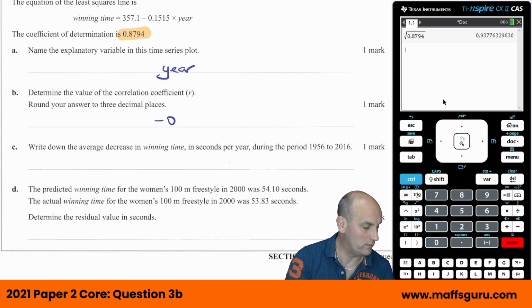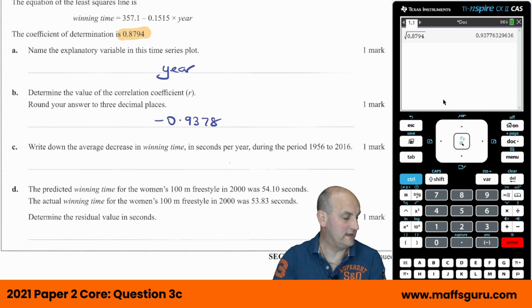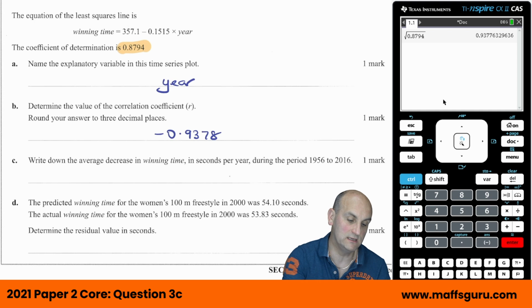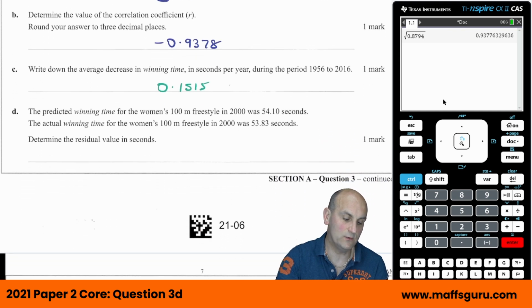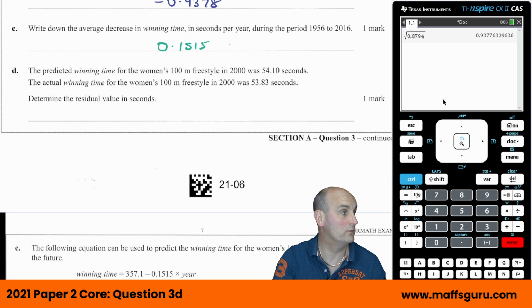So r equals negative 0.9378, okay? Write down the average decrease in winning time in seconds per year. Well, that was really asking you just to read off this value here, which was the gradient. So that was 0.1515.